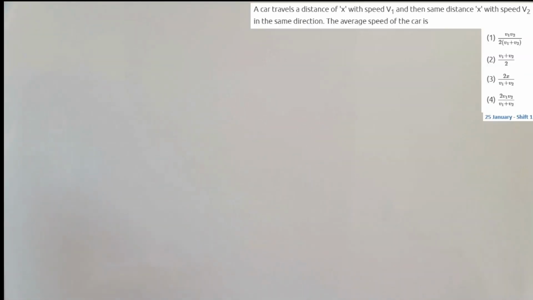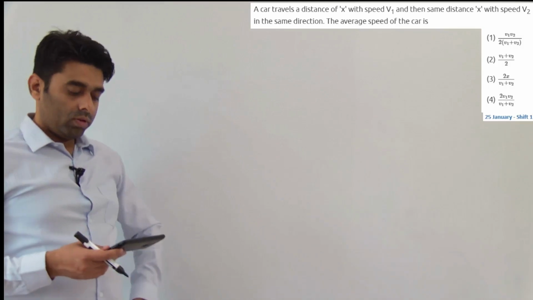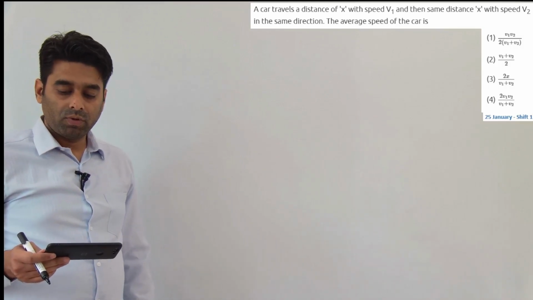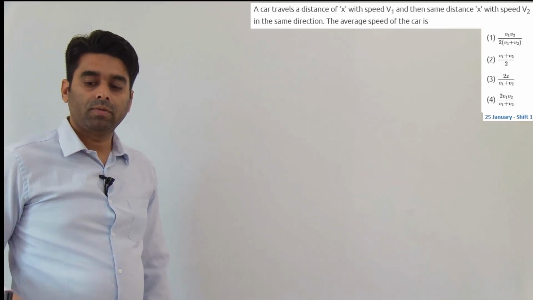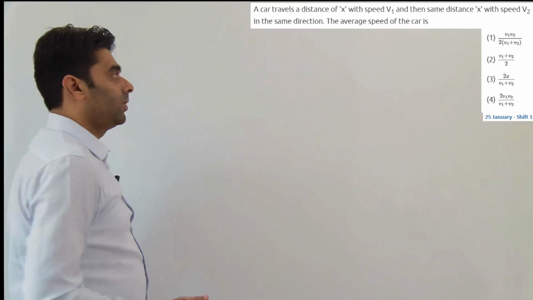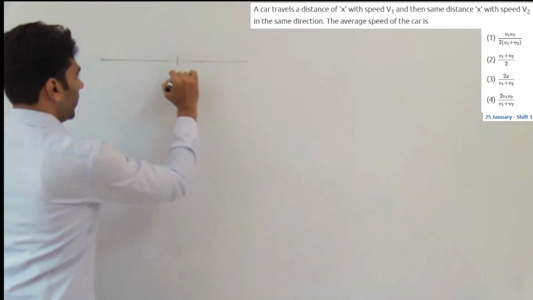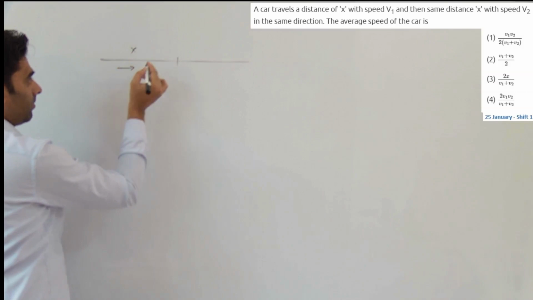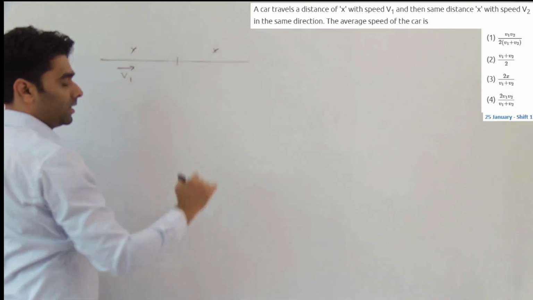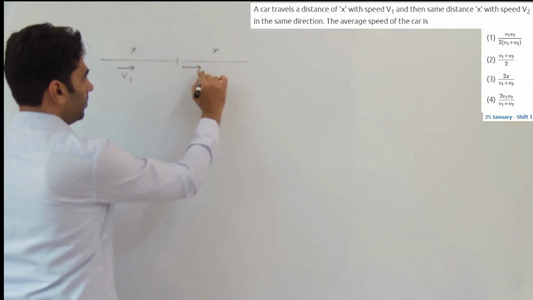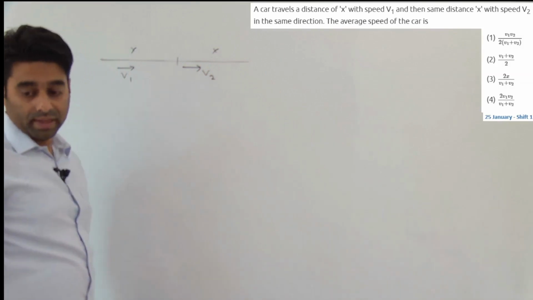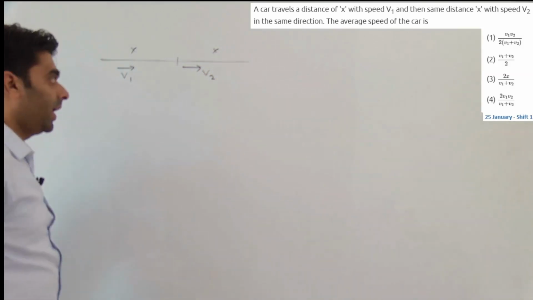The next question is, a car travels a distance of x with speed v1 and the same distance x with speed v2 in the same direction. The average speed of the car is. Very basic question. Let us see. So the first x distance it is traveling with the speed of v1, the next equal x distance it travels with the speed of v2, right? They are asking you the average speed. Fine.